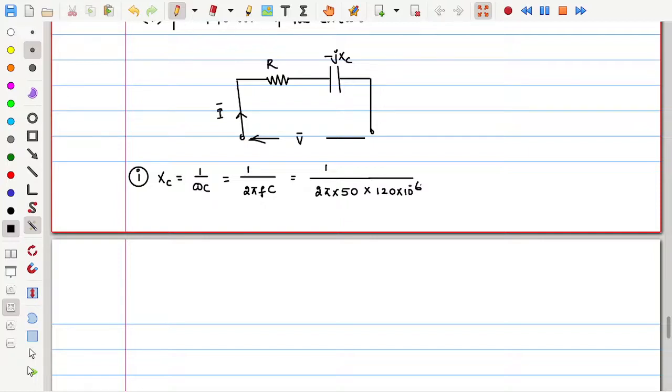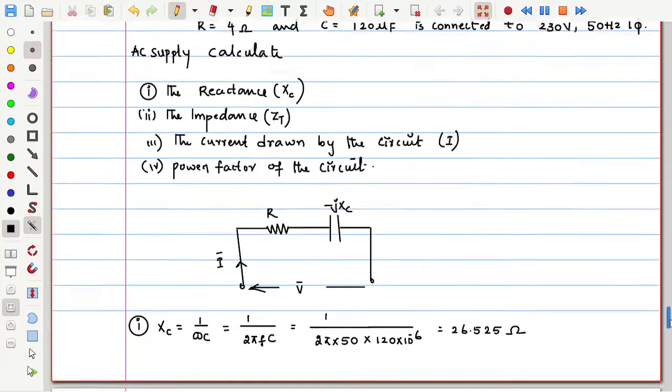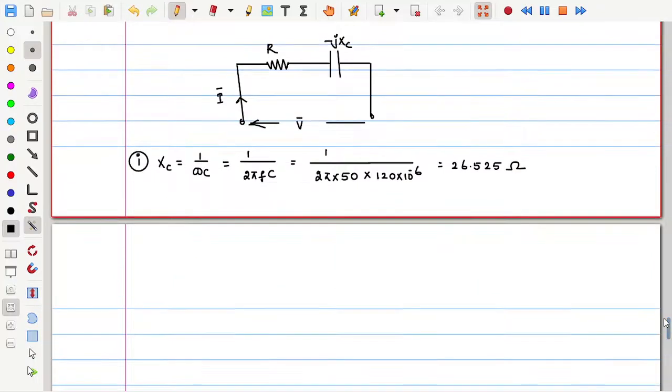So I got this as 26.525. Is this correct? Units, yes sir, are ohms. Units are ohms. Next, I need the total impedance.